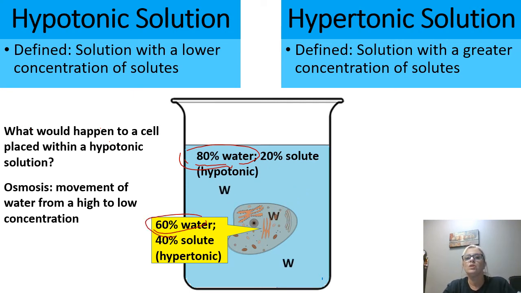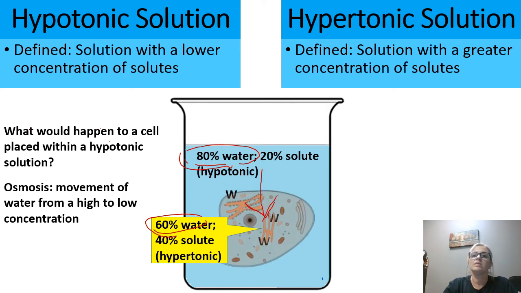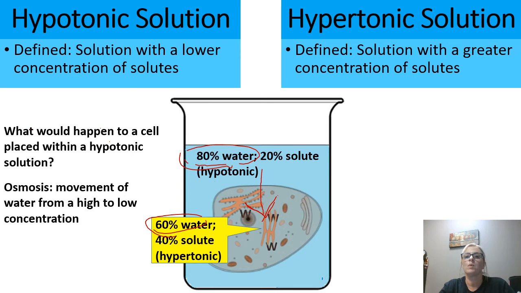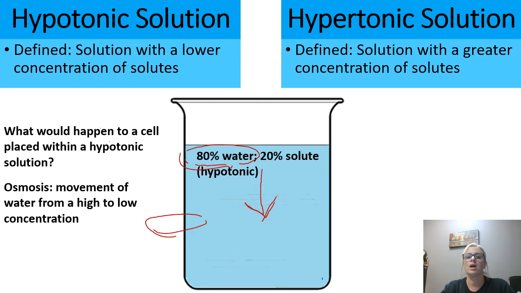So water will diffuse from high to low, and it's going to diffuse into the cell over time. The cell will gather water and keep swelling until it could eventually burst, and we call that cell lysis.